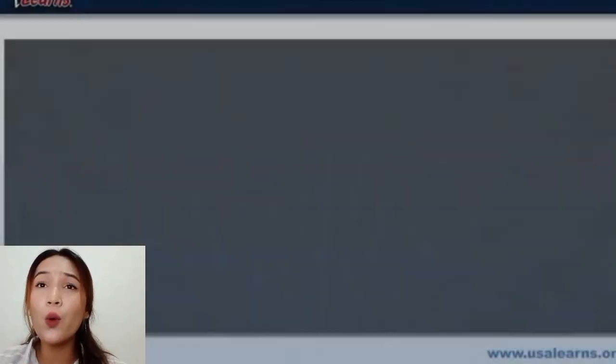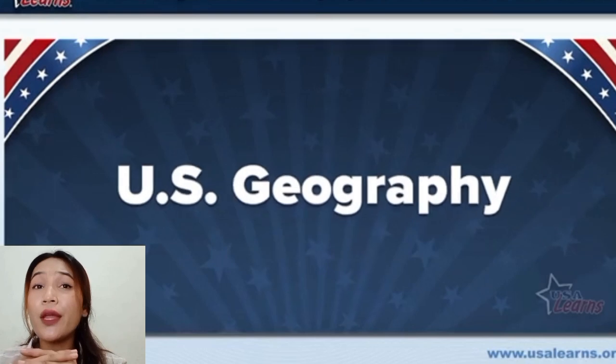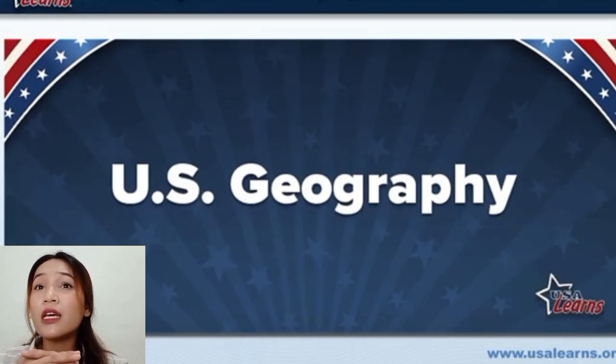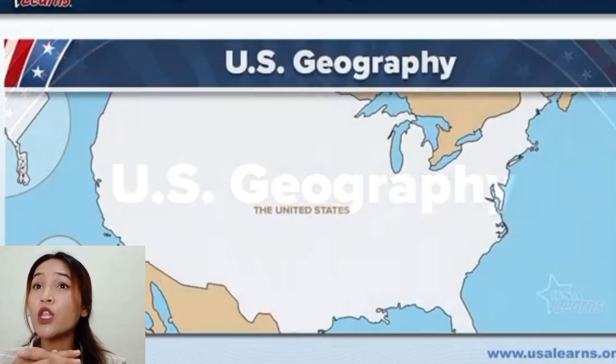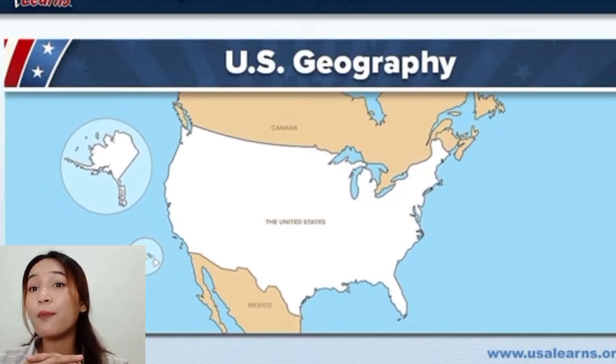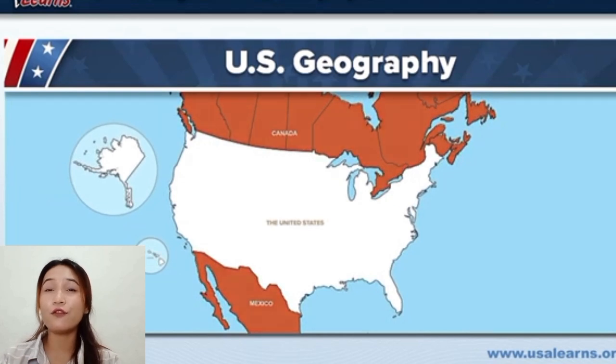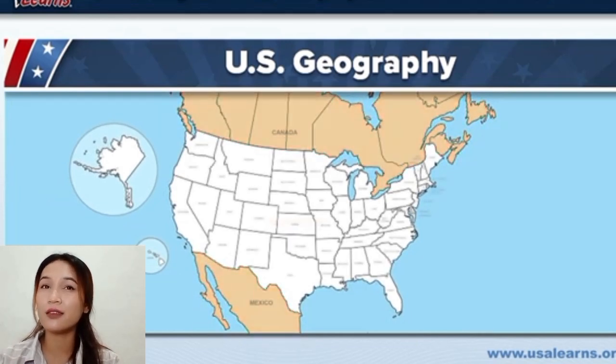Now I want to tell you about the United States. But first of all, I want to tell you about the geography of the United States. As we know, the United States is familiar to many people. The United States is one of the largest countries in the world, with its location in North America between Canada and Mexico. The United States is divided into 50 states.